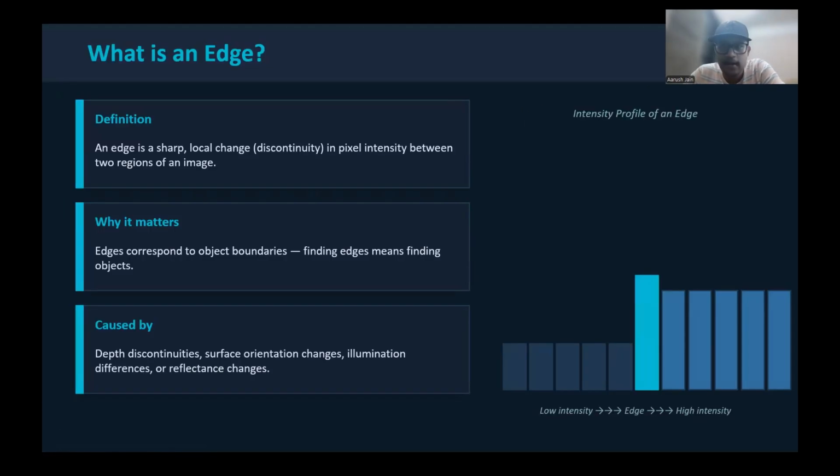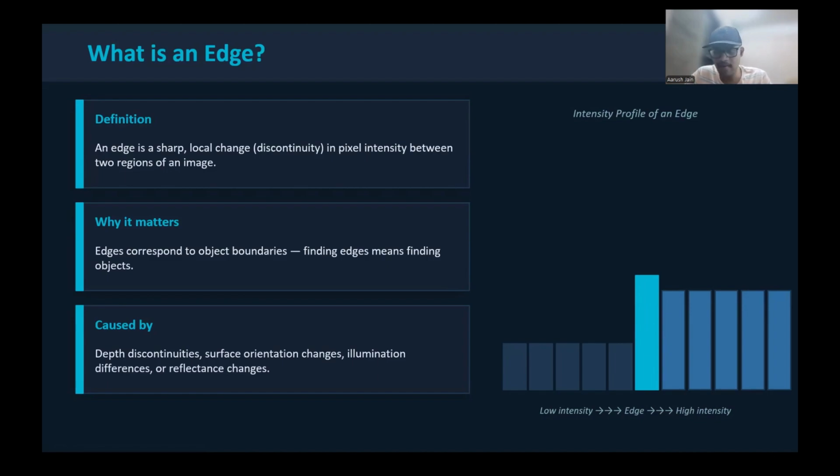So let's get to know what an edge is and why it matters. An edge is a sharp local change in pixel intensity between two adjacent regions in an image. To give a good example, if we have a balloon on the table, at the boundary where the balloon ends and the table begins, we would see a sudden jump in brightness. That can be called an edge.